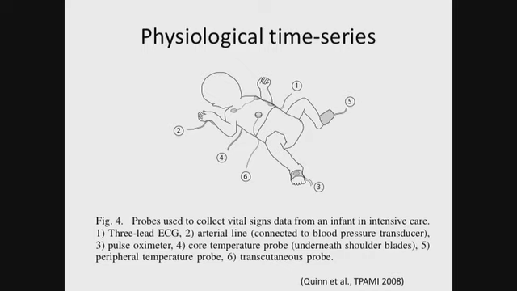Number 1 here is illustrating a 3-lead ECG, which we'll be talking about much more, which is measuring the baby's heart, how the baby's heart is doing. Over here, number 3 is something attached to the baby's foot, a pulse oximeter, which is measuring the baby's oxygen saturation, the amount of oxygen in the blood. Number 4 is a probe measuring the baby's temperature, and so on.